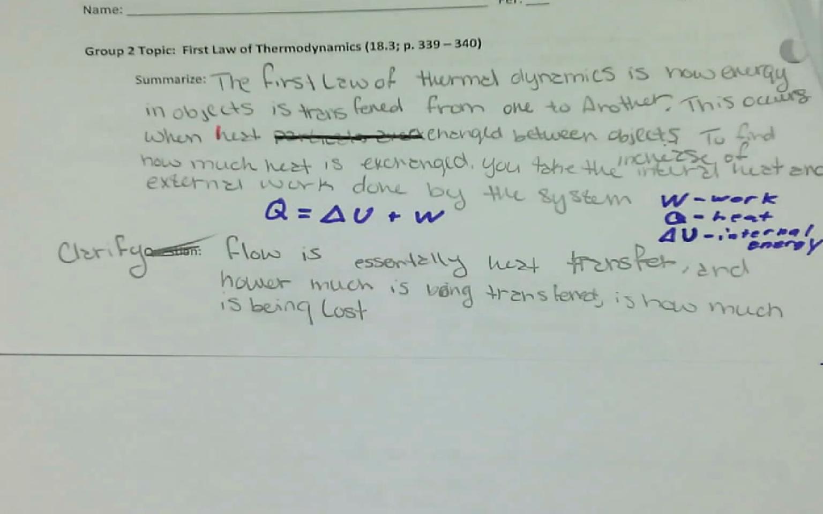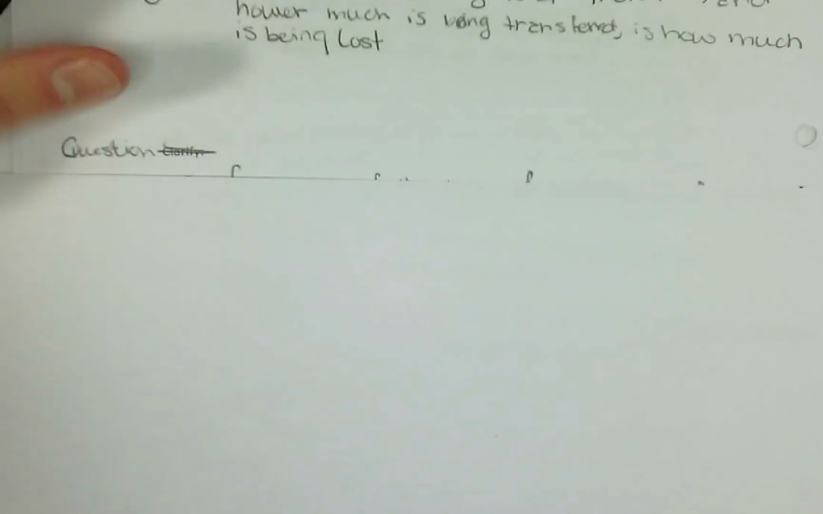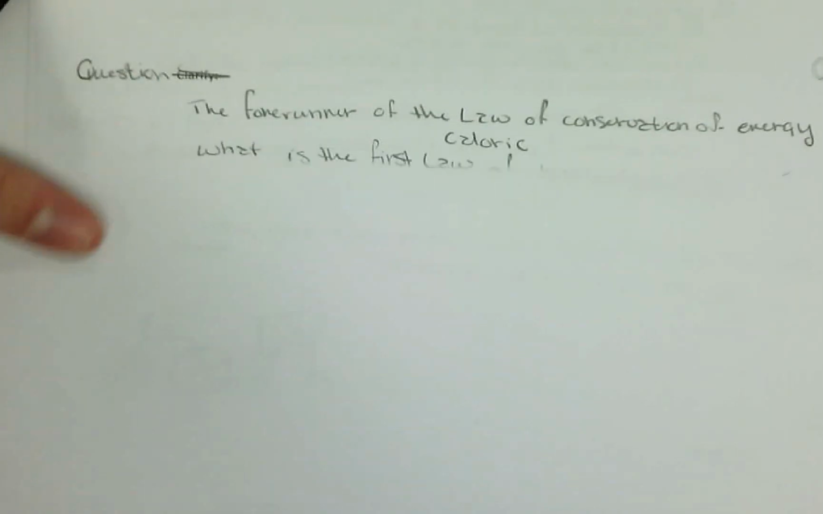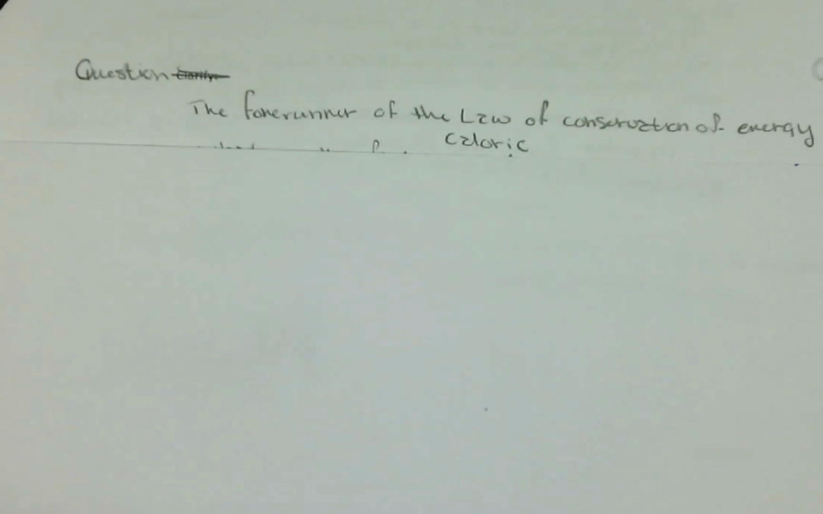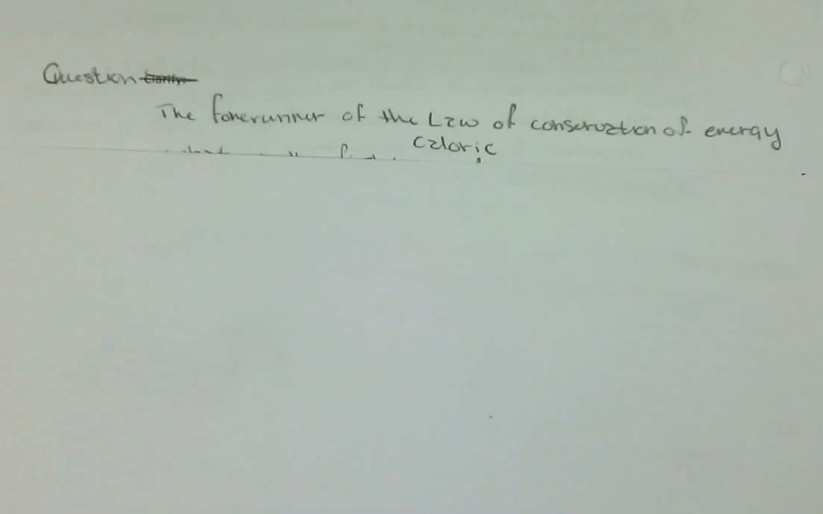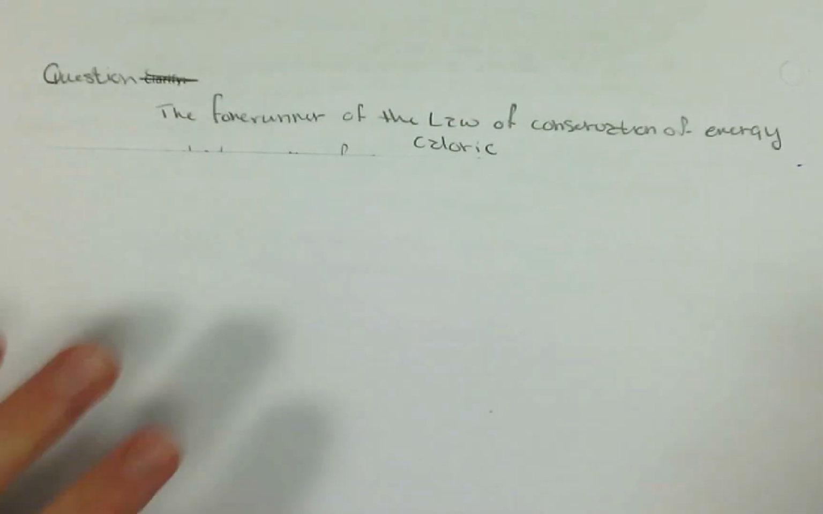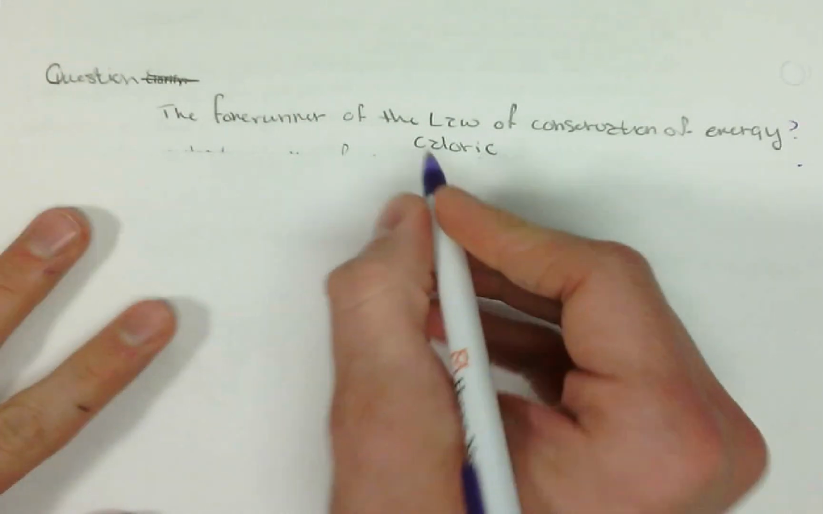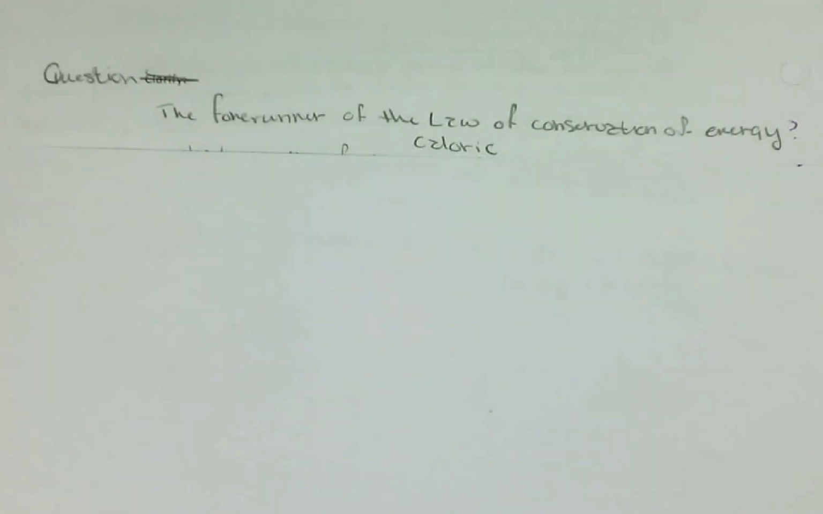Okay, let's look at the questions here. First one: what was the forerunner of the law of conservation of energy? What did they have before that? It was something called caloric. Basically, they thought of it as an invisible liquid that flowed from one object to another, and as that transferred, it would take that energy from one thing to the other.